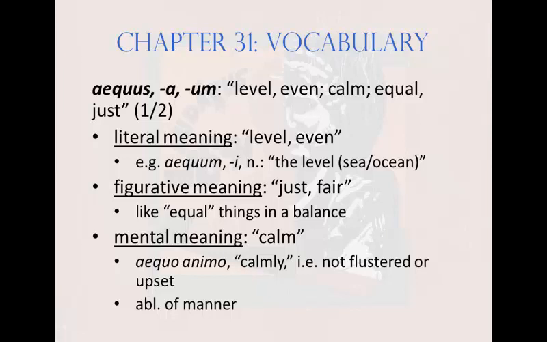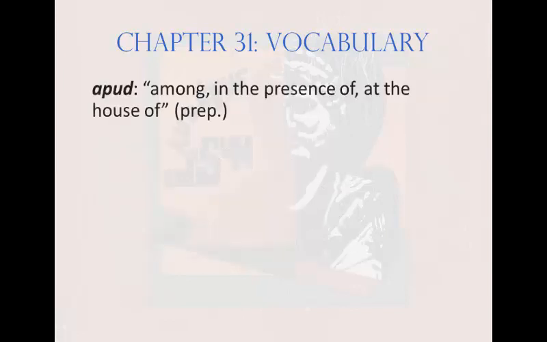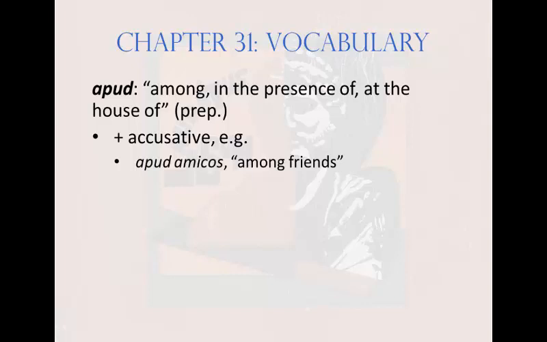attached to the noun. The next word is apud, a preposition meaning among, in the presence of, or at the house of. It takes an accusative object. For example, apud amicos, meaning among friends, or apud Vergilium, at Virgil's house. Woohoo! Party at Virgil's. That ought to be epic.